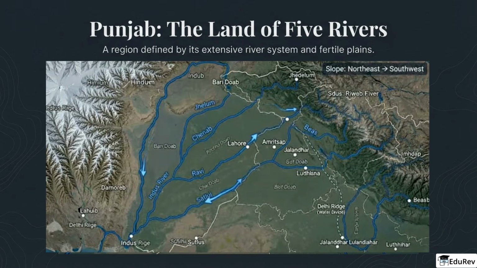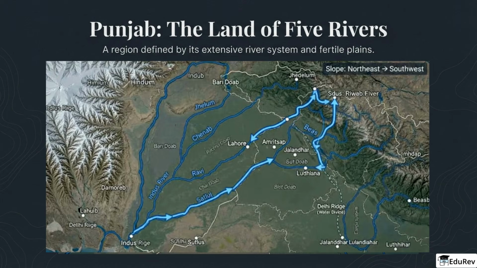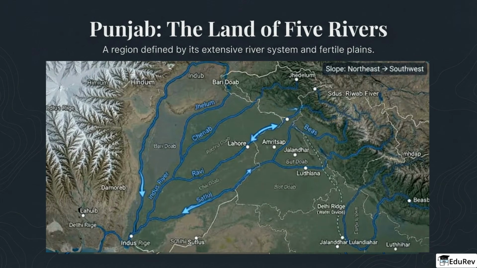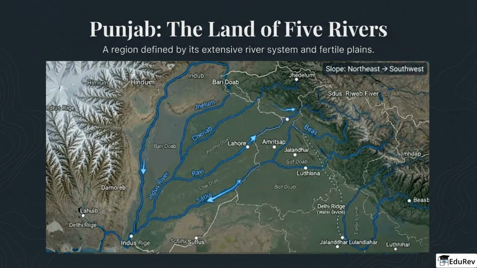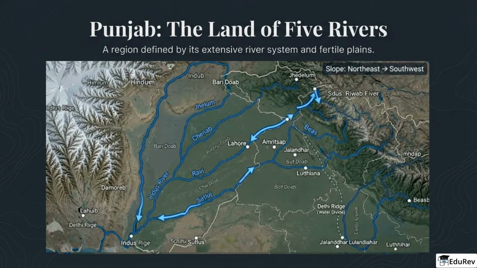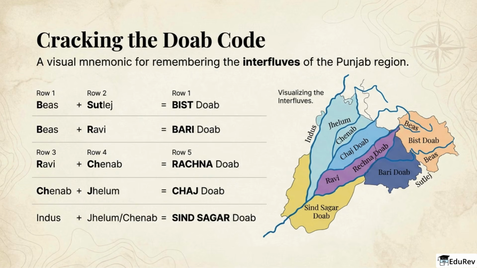The map also cues key places and interfluves, including Lahore, Amritsar, Jalandhar, Ludhiana, and the Doab labels. Also note the boundary marker. The Delhi ridge is shown as a water divide, and the Ganga system begins to the east. Now as the rivers are visible, lock the interfluves.